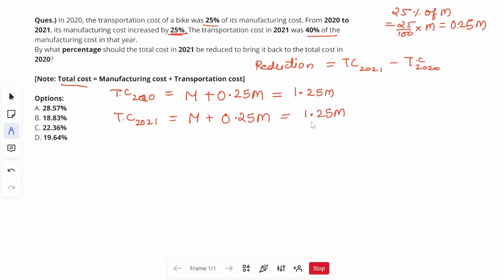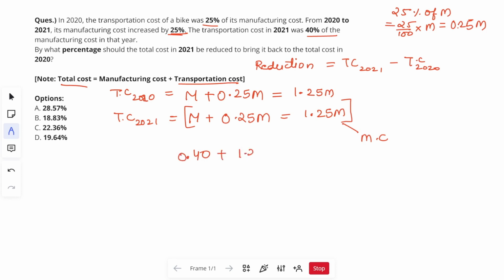Next, we also need, this is not the total cost. This is the manufacturing cost. Just understand, this much is the manufacturing cost. In order to find the total cost, we need to add the transportation cost also, right? Because we have seen that. Now let's add the transportation cost. So what is the transportation cost? The transportation cost is 40% of the manufacturing cost. So 40% can be written as 0.40 times the manufacturing cost.